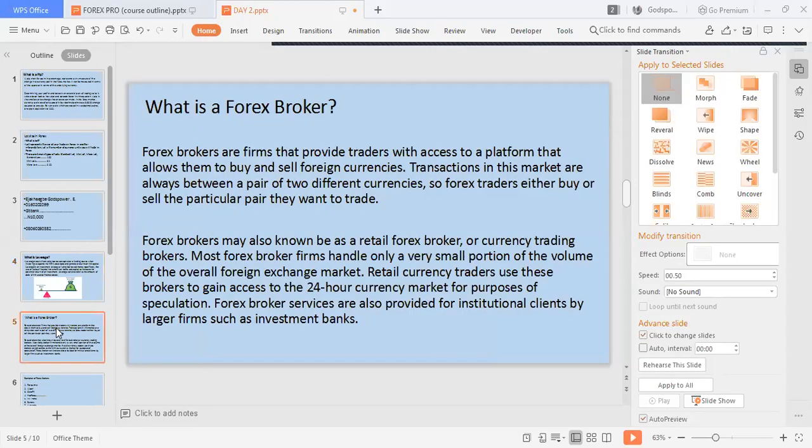The next one is brokers. Brokers are firms that provide traders with access to a platform that allows them to buy and sell foreign currency. Transactions in this market are always between a pair of two different currencies, so traders either buy or sell the particular pair they want to trade. Brokers are this set of people that give us access to trade. And what platform do they give us? They give us MetaTrader 4 to trade it.